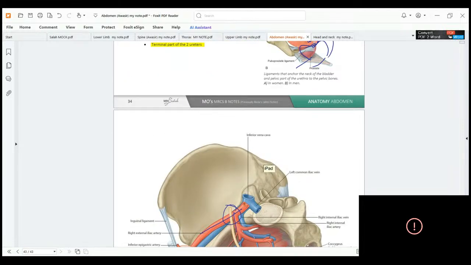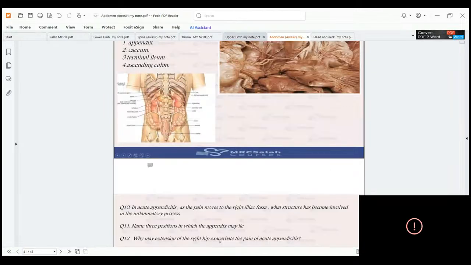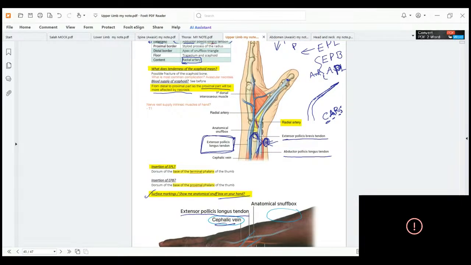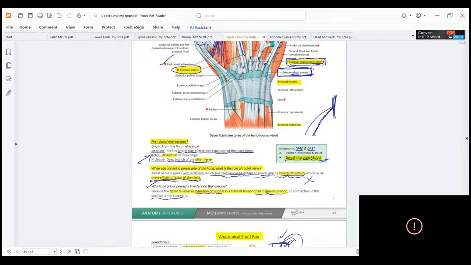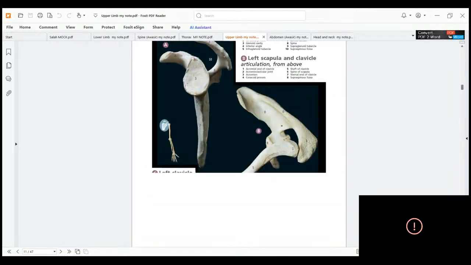This is all about abdomen. You can go to upper limb. Mainly we are watching the picture. Then we will read the whole.